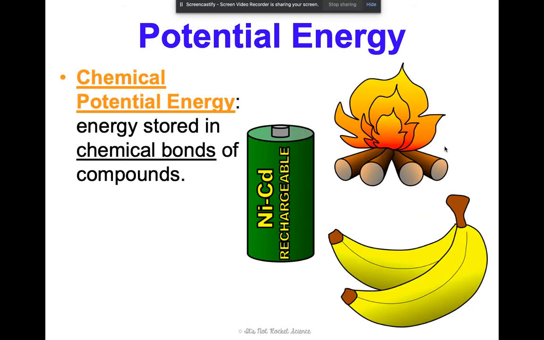The next type is chemical potential energy. That is energy that's stored in the chemical bonds of compounds. For example, firewood has chemical potential energy. Batteries are chemical potential energy. The food you eat has chemical potential energy. That's how you get your energy, by the breaking of chemical bonds.